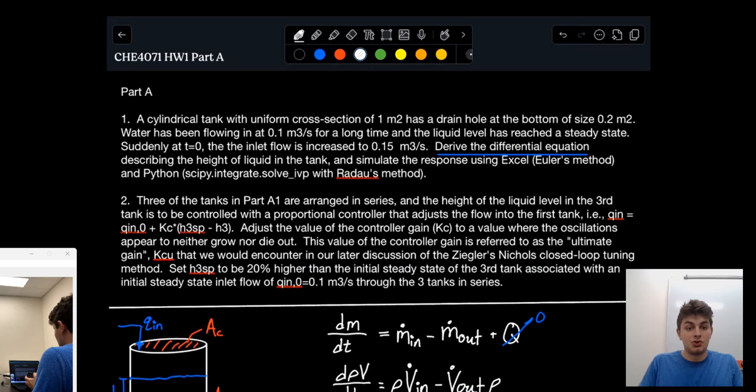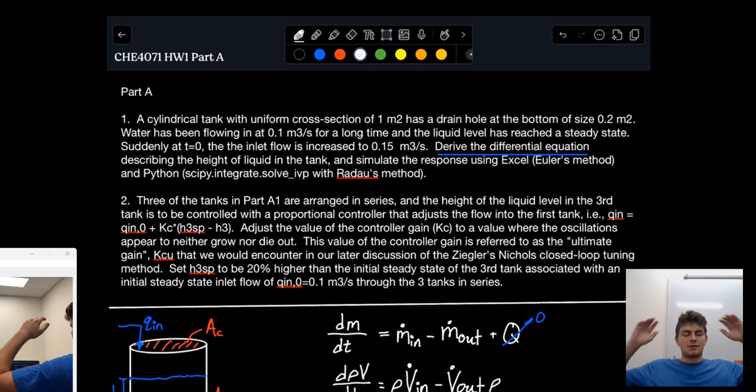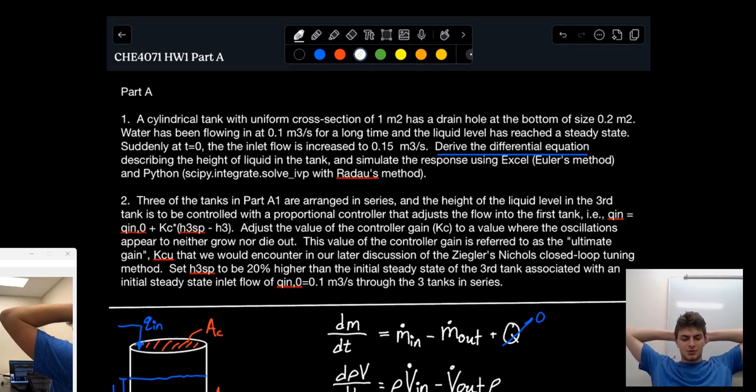Now, prompt 2 talks about having 3 of these tanks in series. For the height of the liquid level in the third tank, what we're going to do is try to actually control it. So, using some of the fun of this course and methodology, we're going to try and control it. We're just going to put a simple proportional controller on there, and that's just a P controller with gain KC. And then adjust the value of that gain to where the oscillations appear to neither grow nor die out.